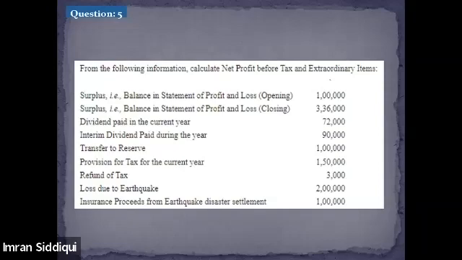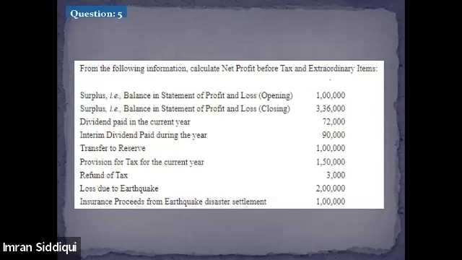Let me give you a small hint for this question. The surplus, which is given in the question, opening surplus and the closing surplus, based on the opening and closing, you need to find out the net profit. All right. So if opening is 1 lakh and closing is 3,36,000, to determine the net profit, we just need to subtract 1 lakh out of 3,36,000, which will give you the amount of net profit.